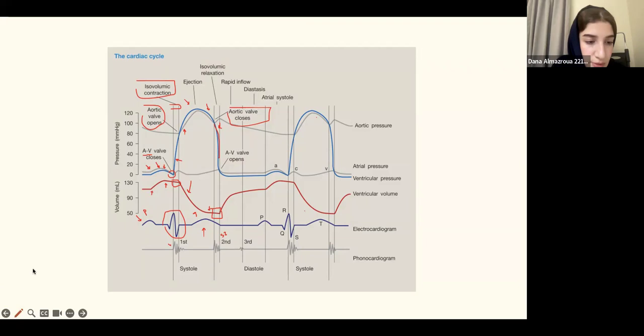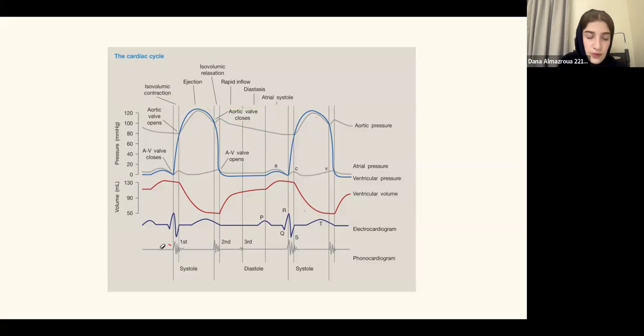Let me just erase everything on my screen so I can show you again. Okay. So you're going to see that the ventricular volume is increasing, and that's because the blood is moving down to the ventricles. And if you look here, you're going to see that the atrial pressure in gray is greater than the ventricular pressure in blue, and that's because it's full with blood. It makes sense.